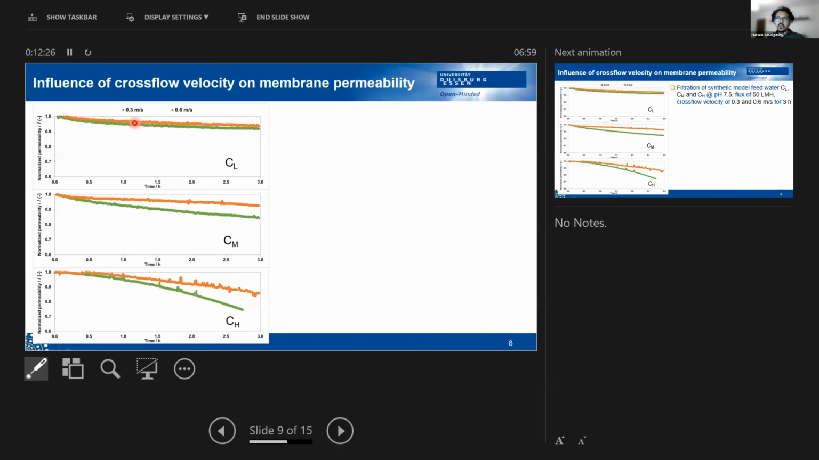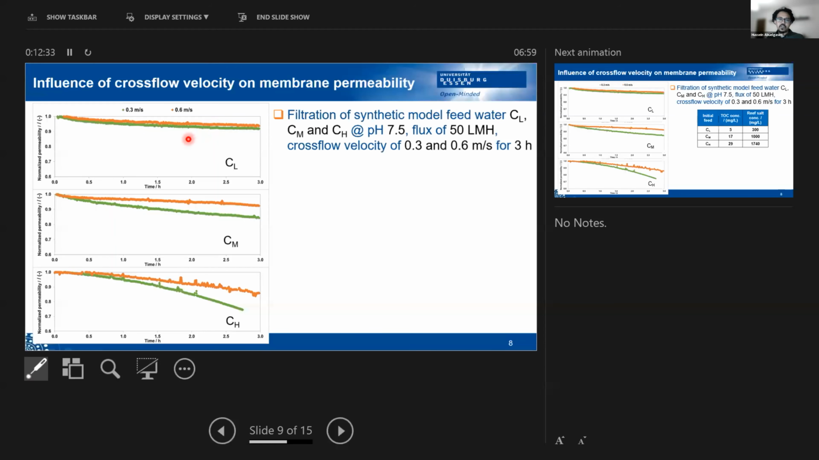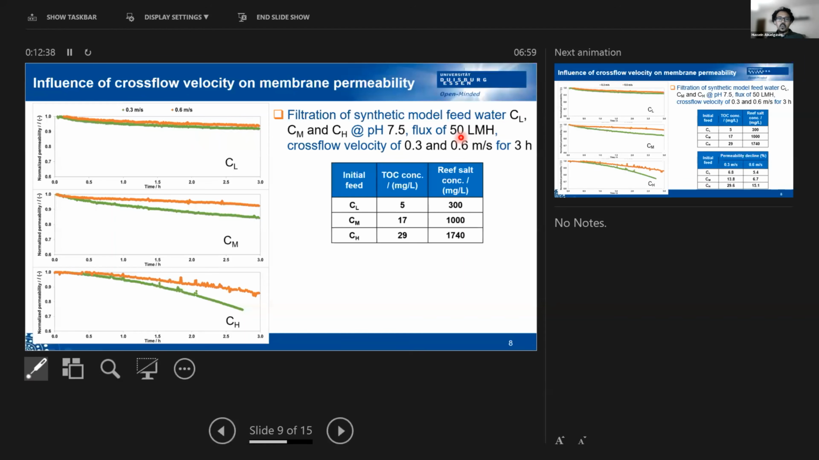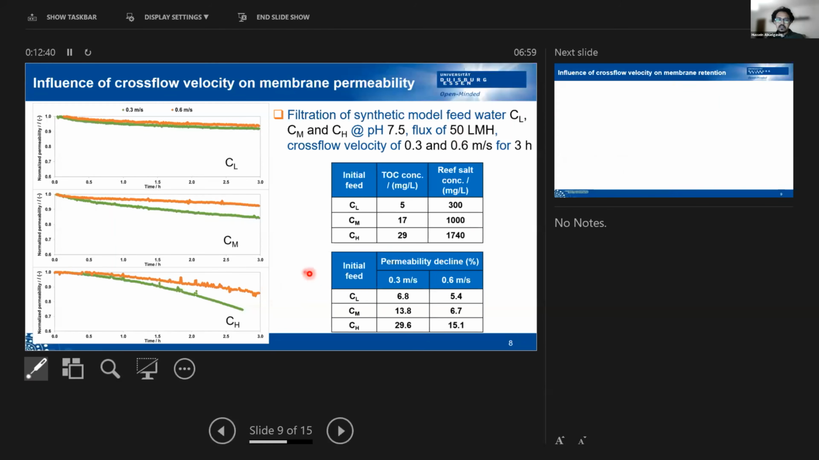As you could see, the green one is 0.3 meters per second, and the orange one is 0.6. So we tested two different cross-flow velocities at a constant flux of 50 LMH, and we could see that the decline in the permeability is lower as we increase the cross-flow velocity, or increase the shear force. This can be easily seen here: almost 30% in the case of the high initial feed concentration, which is only 15% at 0.6.